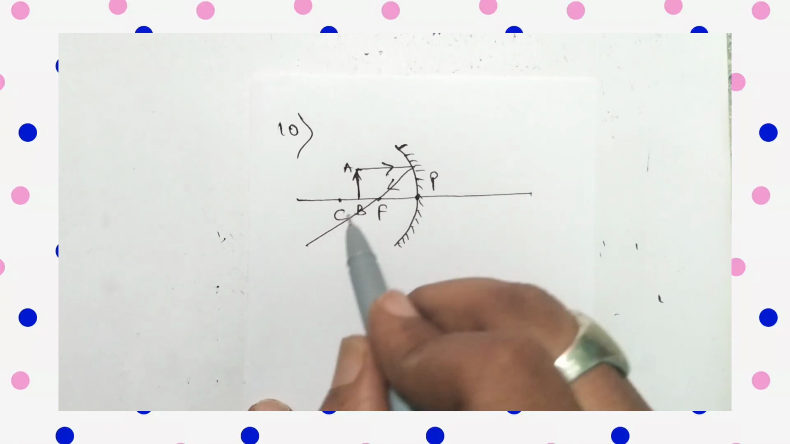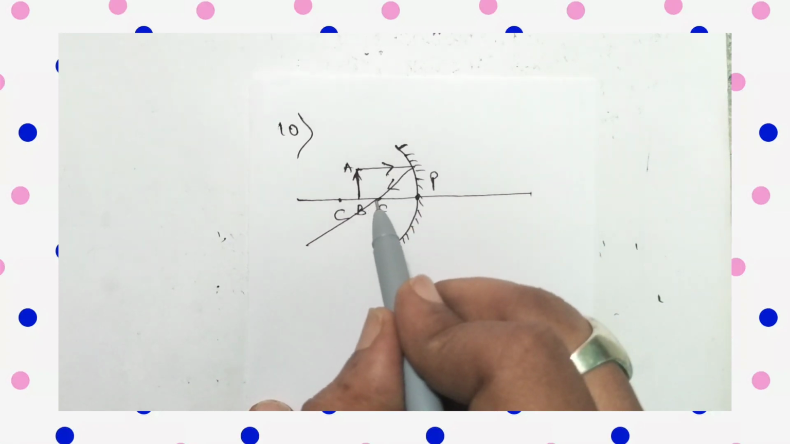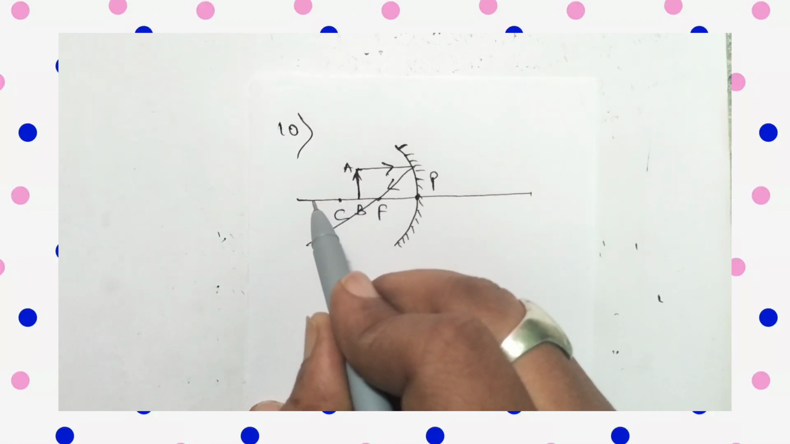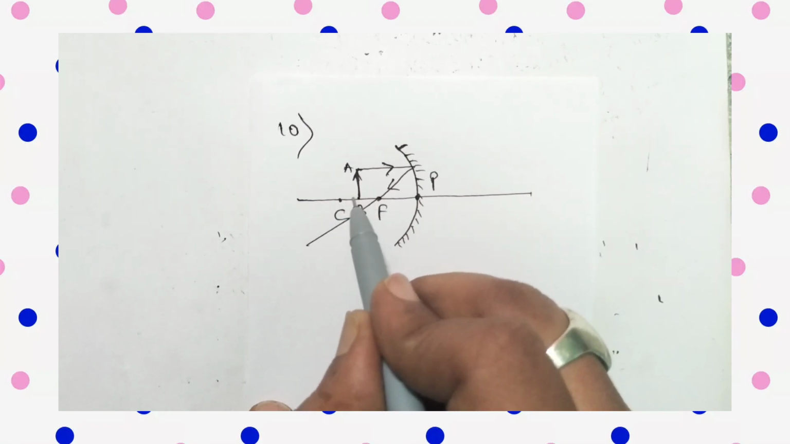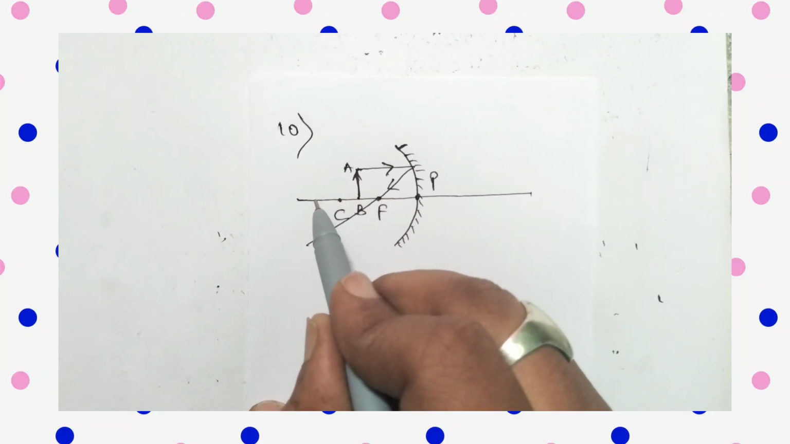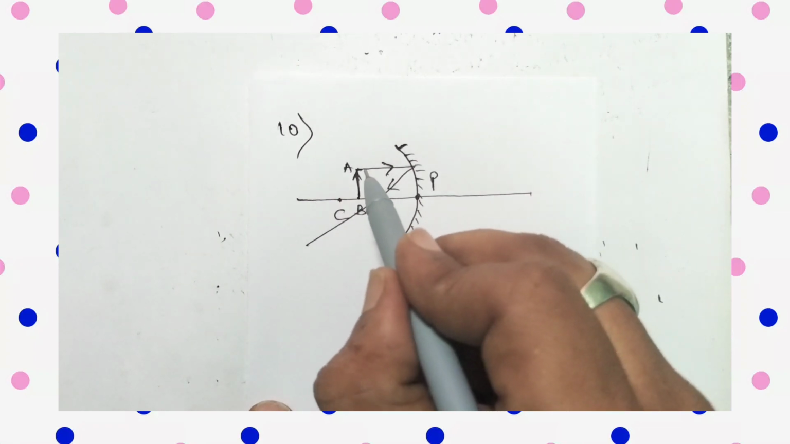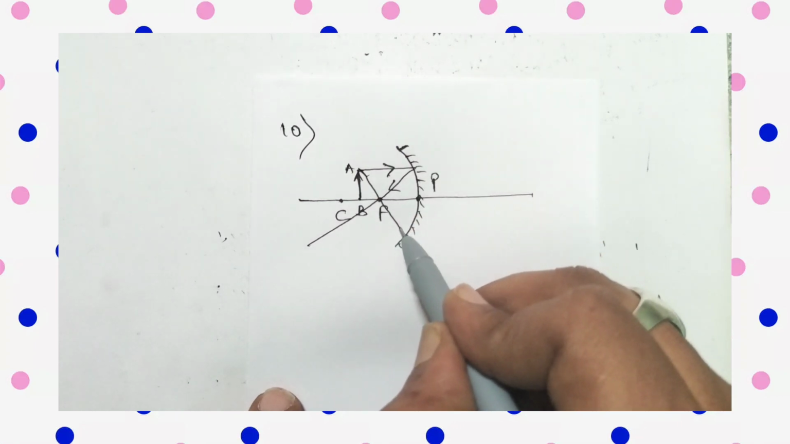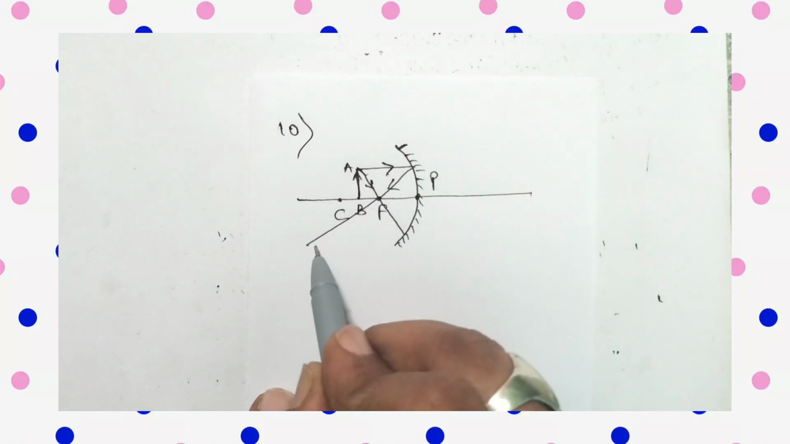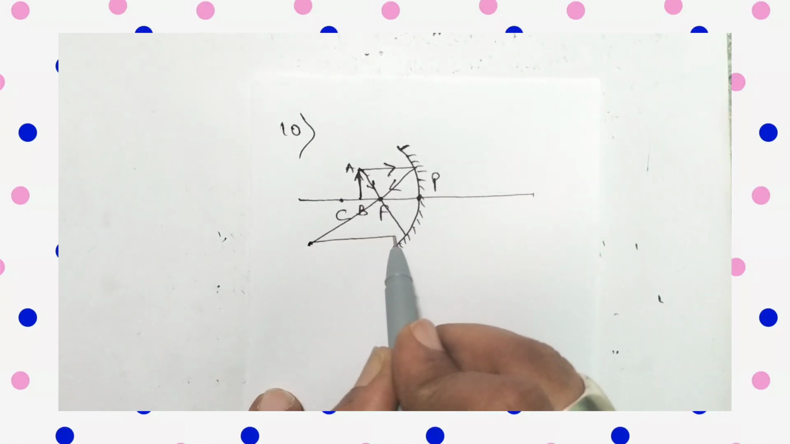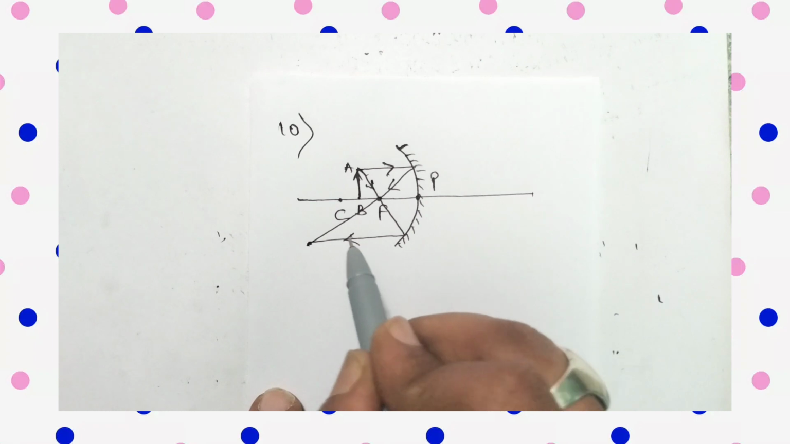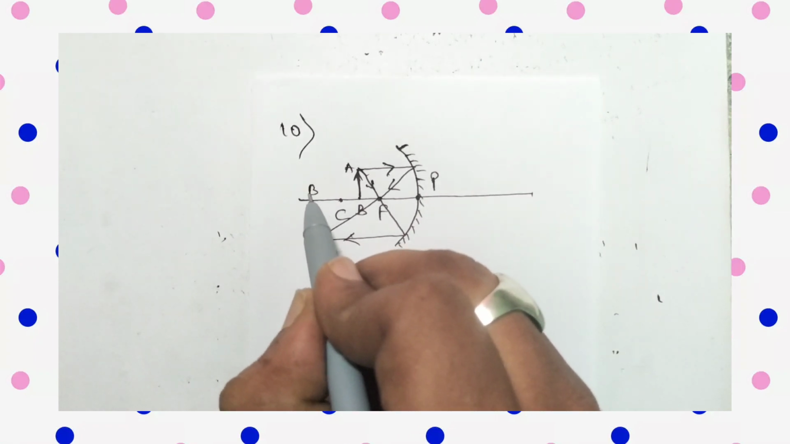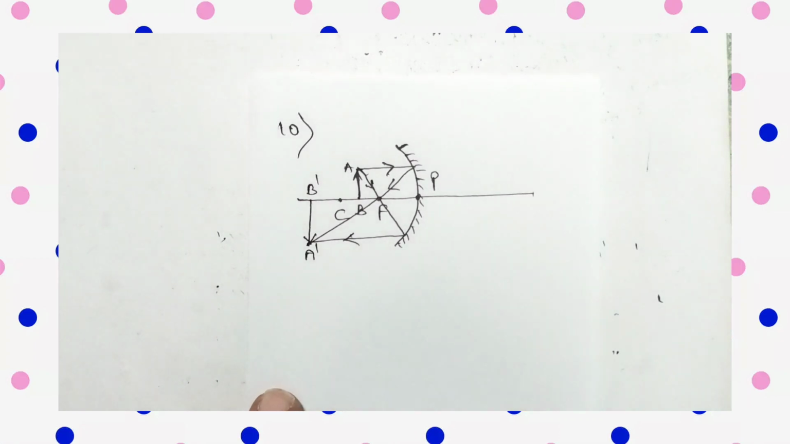Now this is one. Then, see, the object is in between C and F, which is the second position. The image should be formed in the fourth position. This is first position, second position, third position, fourth position. The image should be formed behind the center of curvature. Now the light ray which passes through the principal focus, after reflection, is parallel to the principal axis. Now where the two light rays meet, there the image is formed. So A dash B dash is the image.